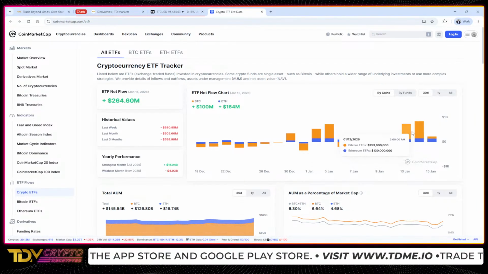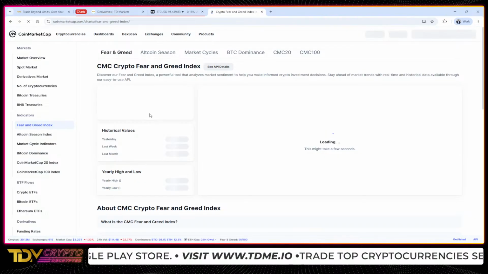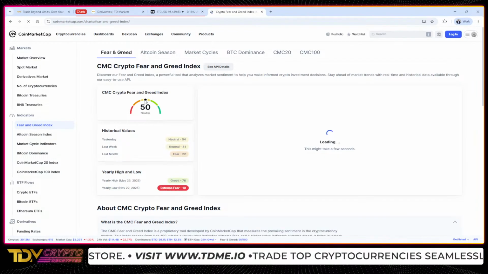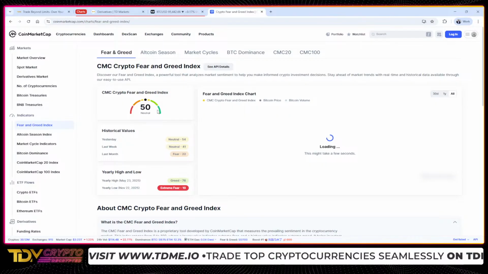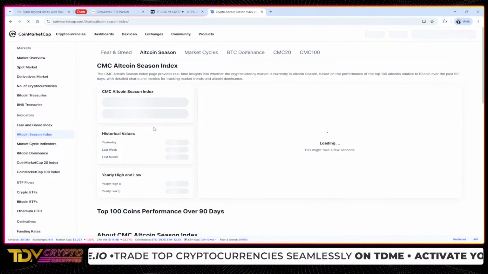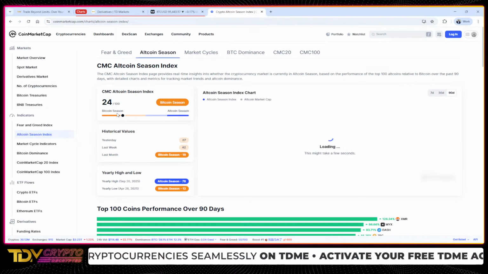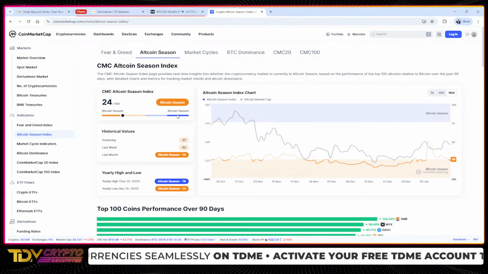What's happening? If we go to other indicators like fear and greed, nothing has changed basically. I think the market is still on the fear side. It's 50 at the moment, so it's neutral. We're going to combine this with the technicals shortly. The altcoin season index states that we are still in Bitcoin season, not altcoin season, but Bitcoin has been falling, and we're going to talk a little more about that. I think this is enough for now for us to understand what's happening in crypto.